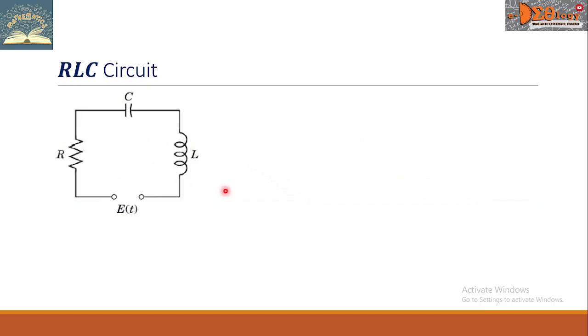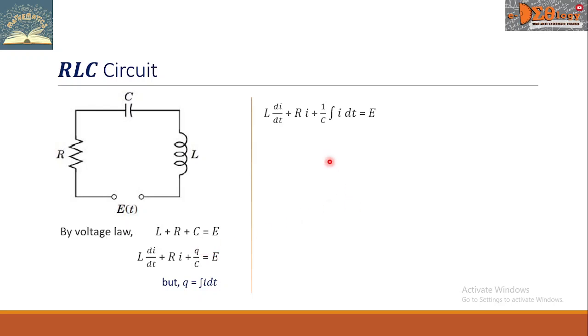Let us consider this illustration. By voltage law, we write L plus R plus C equals E. Using the voltage drop formula respectively, the L now becomes L times di over dt plus the R, which is R times I, plus the C, and that is Q over C, all equal to E. We know that Q is equal to the integral of I dt. Let us substitute this value of Q in here. So equation now becomes like this.